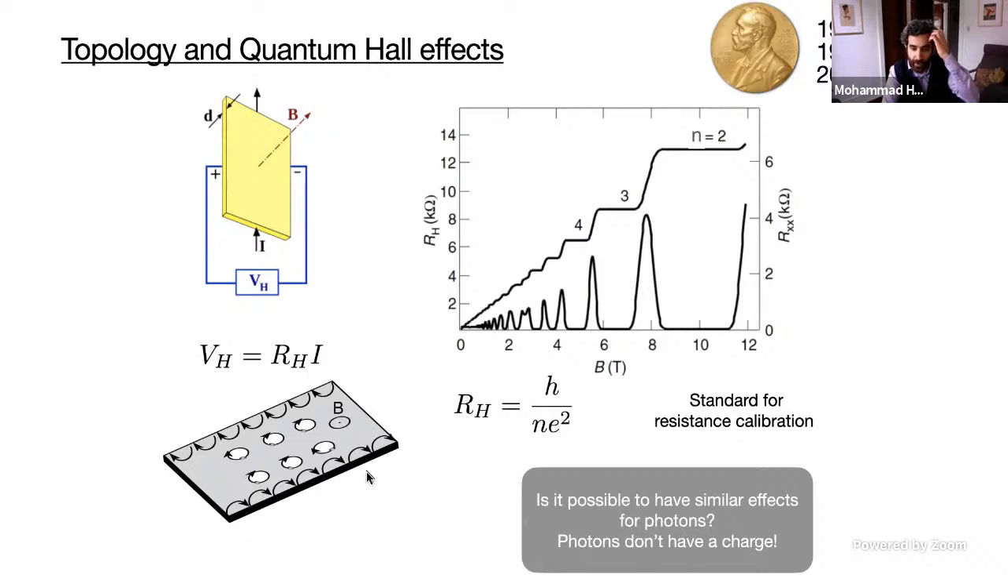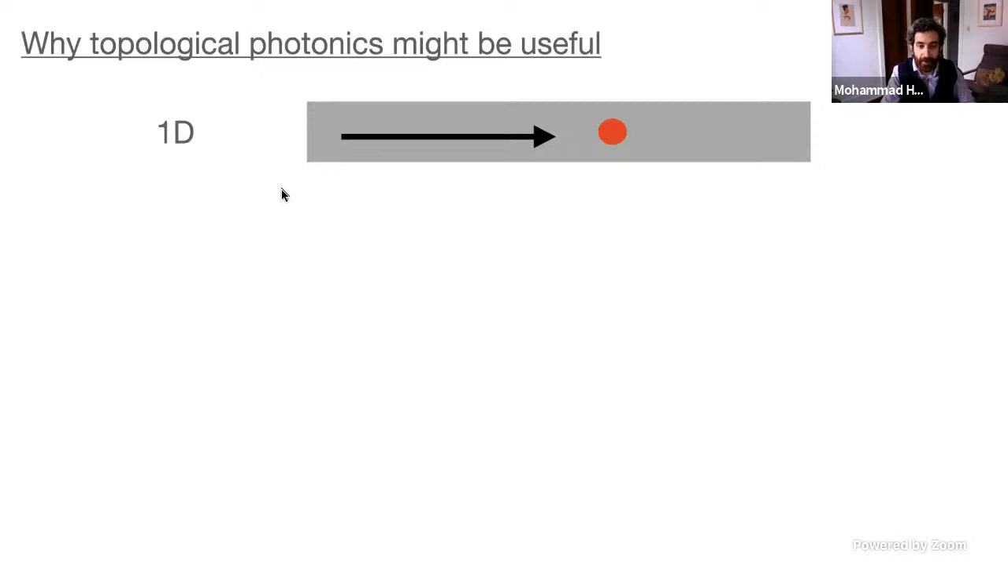So the question that we asked a long time ago, about 10 years ago, was: is it possible to have similar effects for photons? So we would like to have some kind of similar robustness in photonic systems. So photons don't have charge, and they cannot see magnetic field as strongly as electrons. So what should we do? If we cannot make it, we should fake it, and we should synthesize it.